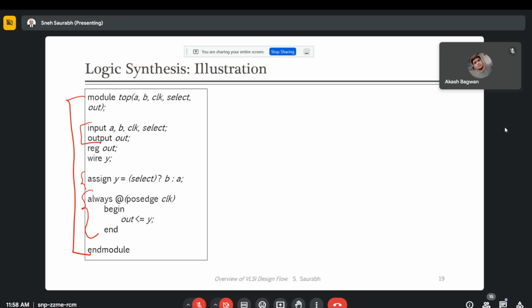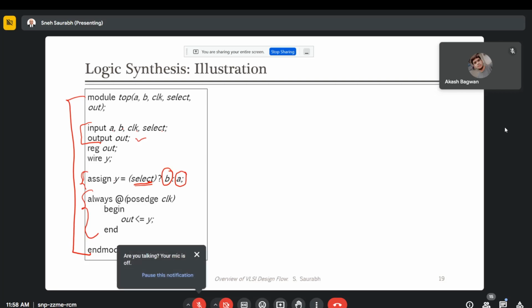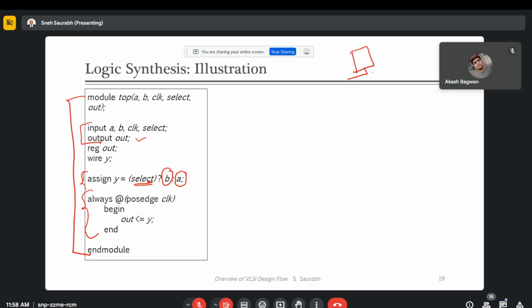In this statement, the inputs are A, B, clock, and select, and the output is out, right? And in this statement, assign y is equal to: if select is equal to 1, then the value of y will be b, else the value of y will be a, right? So this is an example of how a multiplexer works, right? If you know a multiplexer, you have an input which is known as a select input. If select is 1, right, then some input is selected.